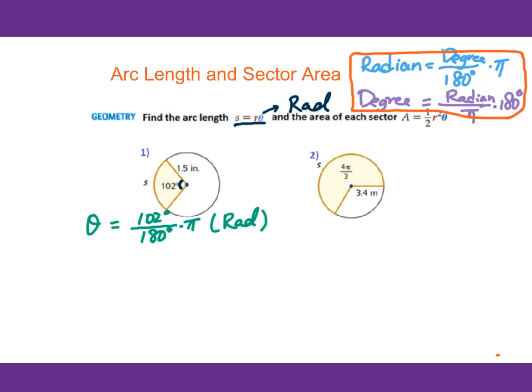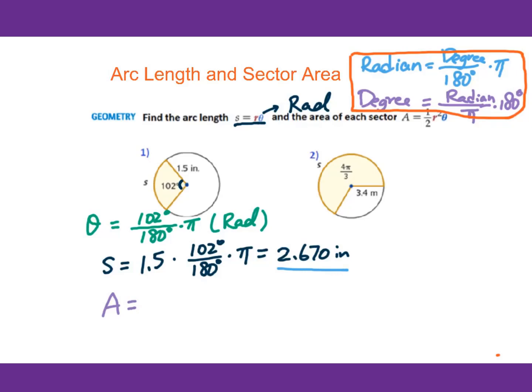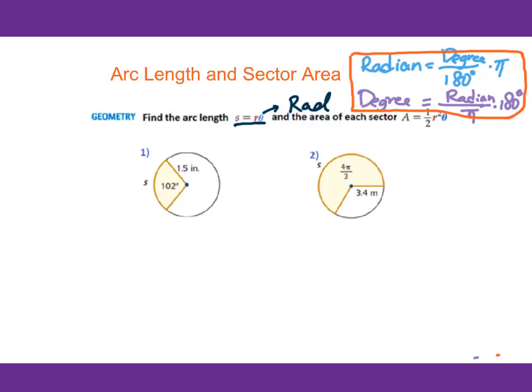Then, for the arc length S equals R, the radius is 1.5, times 102 degrees over 180 degrees times pi. We put this into the calculator, and you will get 2.670 inches. For the area, you will get 1/2 times 1.5 squared. Then times theta, that's 102 degrees over 180 times pi. So we put it into the calculator, and you will get 2.003 inches squared. Now let's go to number 2.